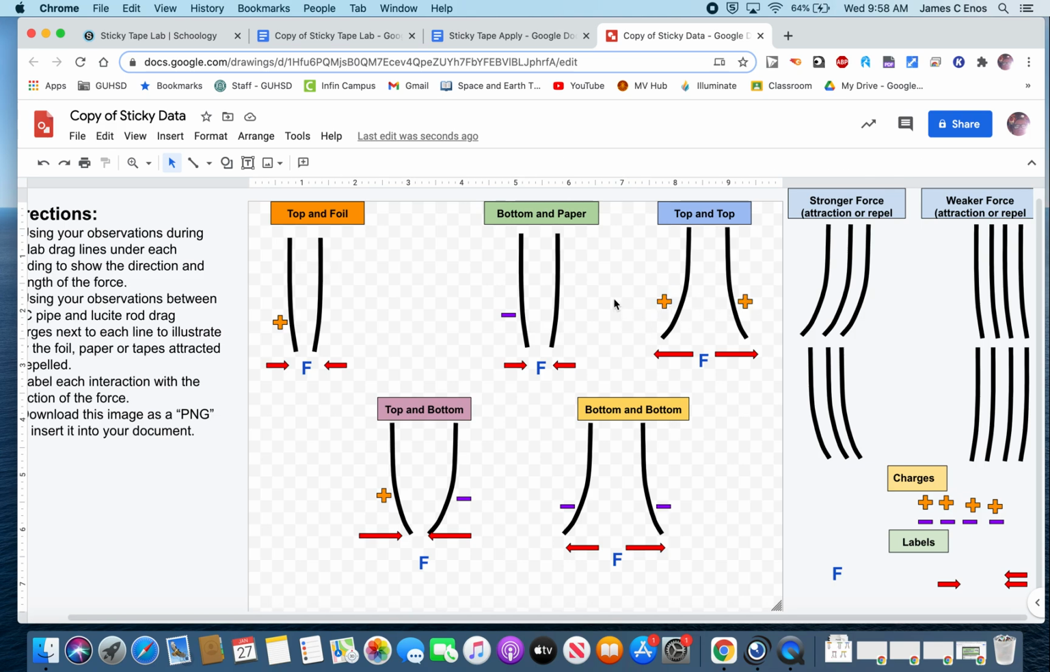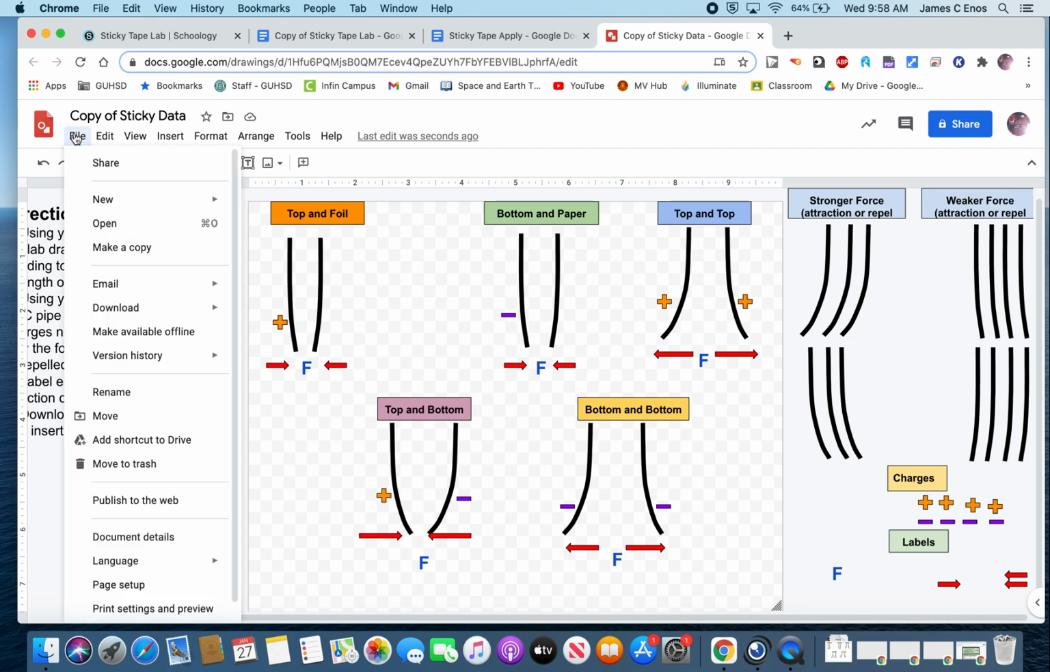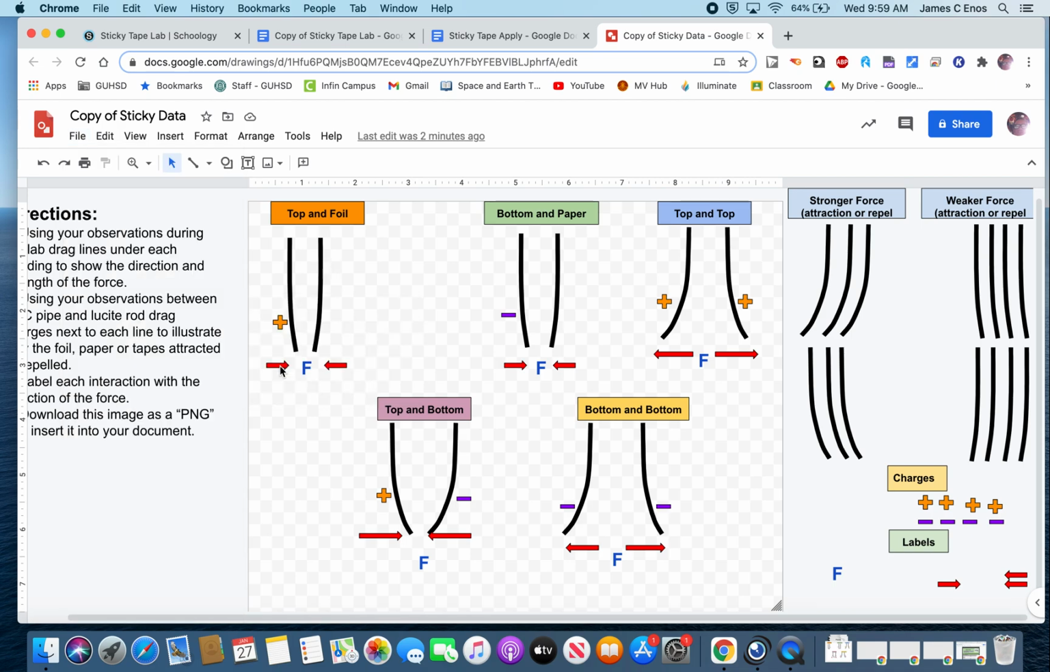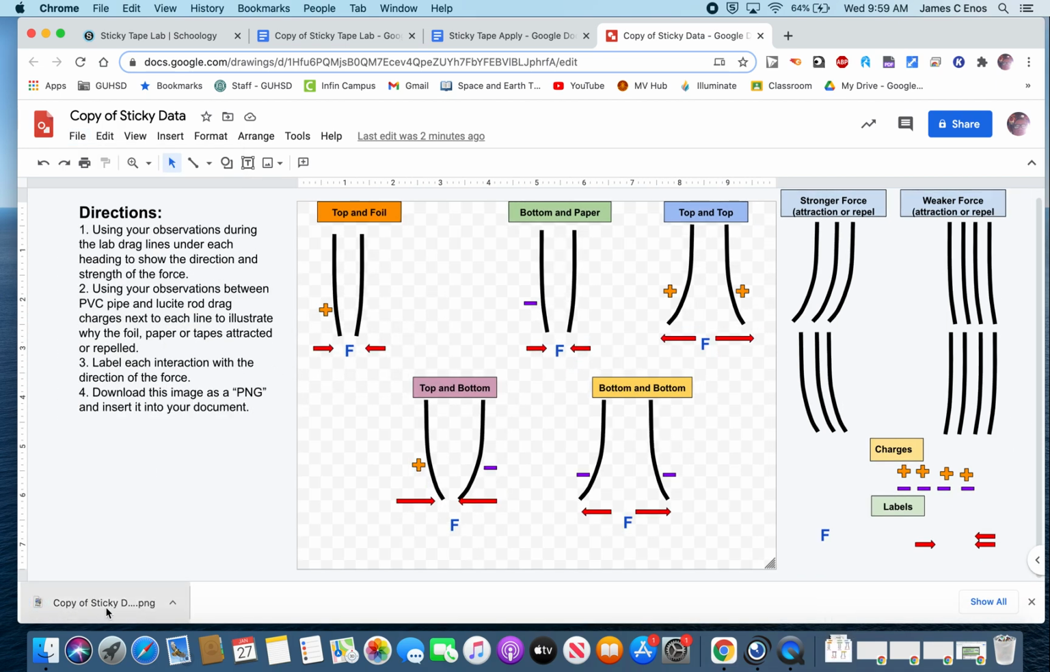After we have our document fully labeled, I'm not assigning any charge on the foil. I'm not assigning any charge on the paper, because there was no net charge on them. We're going to get into the analysis of our foil and paper in just a moment. But now we're going to download this as a PNG, and then we're going to upload it into our document. So I'm going to download. By clicking the word File and the word Download, I'm going to click on the PNG image, and then it downloads here on my computer.